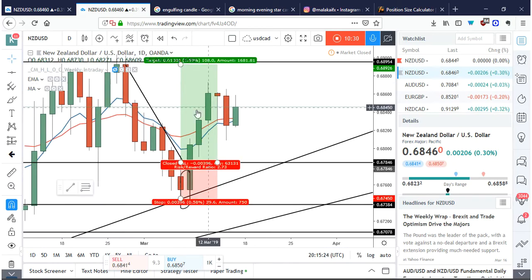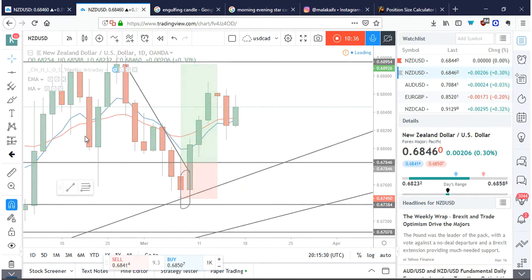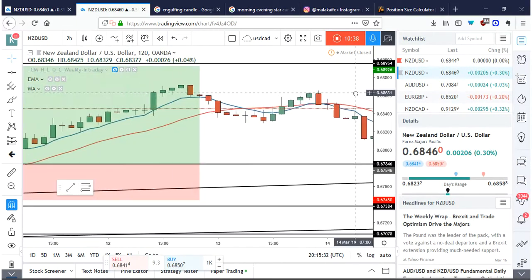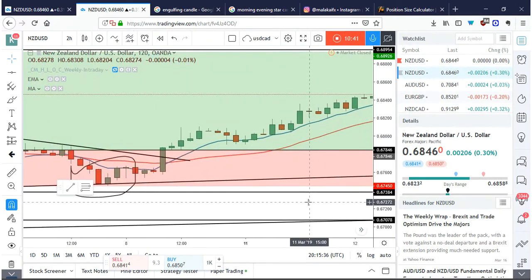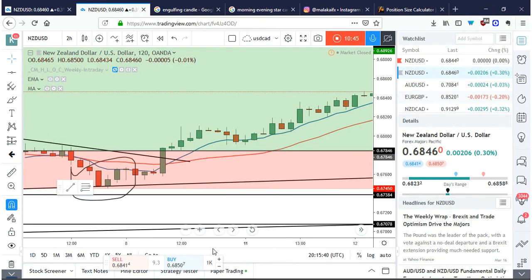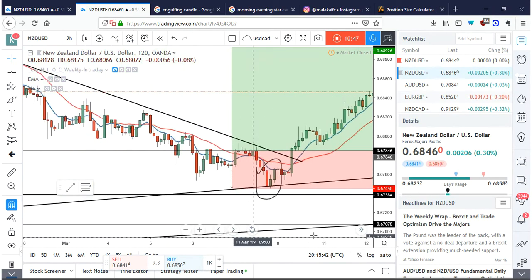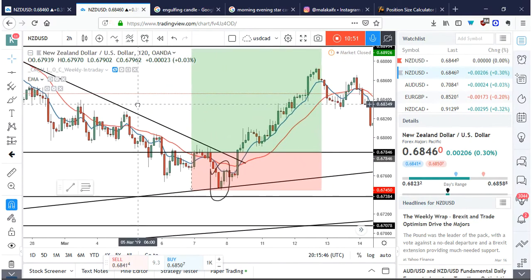So you've got the entry requirements, price action. Let's go to the 2 hour. So you've got the price action with the evening star or the morning star. Then you have the break of the higher high or lower low, and then you have the moving averages, and then the counter trend line, and then you'd enter.